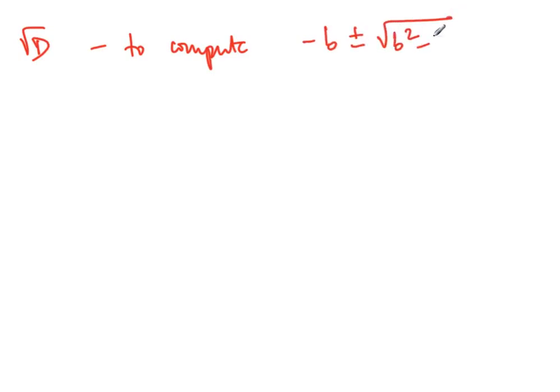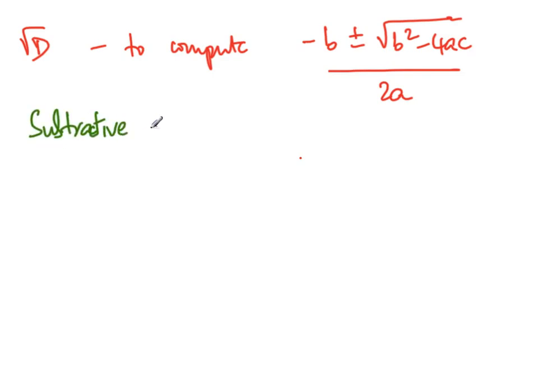So we know how to compute the square root of d. So is this enough to compute this formula for the roots of a quadratic? Is this the only obstacle that we have? The problem is, it's not the only obstacle, because the problem we face here is again our old foe, which is subtractive cancellation.